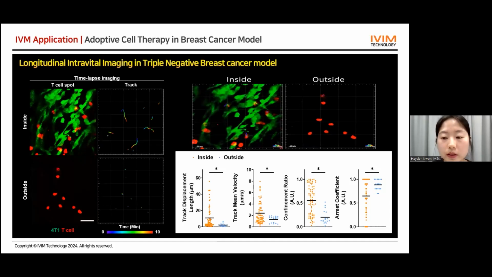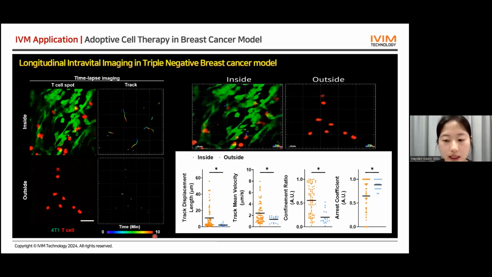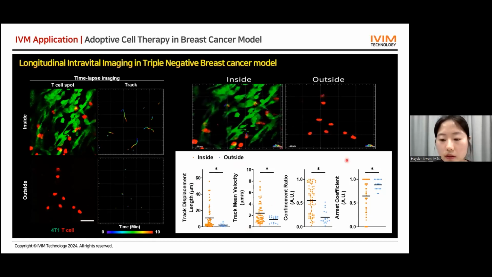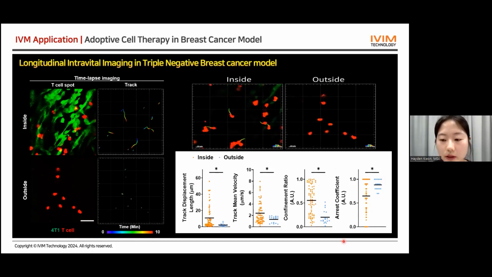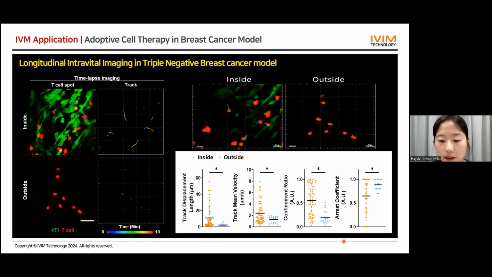Following the previous slide, we further investigated how the activity of tumor-infiltrating lymphocytes differs between the inside and the outside of the tumor cells. As depicted in the left image, the activity level of tumor-infiltrating lymphocytes was higher inside the tumor compared to outside. This observation was further quantified and graphed, as shown in the graph, indicating a significant and distinct increase in the activity of lymphocytes infiltrating the inner tumor region compared to the outer region.